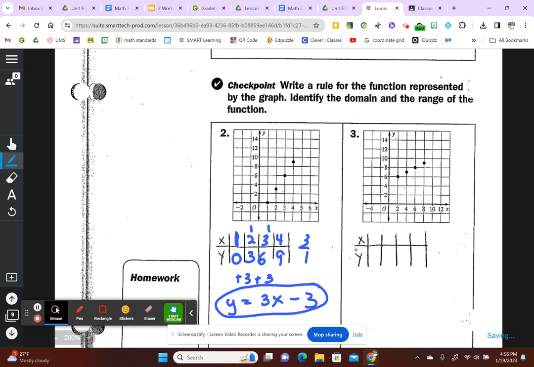And for the next one, I have 2, 6, 4, 7, 6, 8, and 8, 9. So this is going up by 1, while this is going up by 2. So my multiplier is the change in y over the change in x. So y equals 1/2 x. Well, half of 2 is 1, plus 5 is 6. Half of 4 is 2, plus 5 is 7. Half of 6 is 3, plus 5 is 8. So this is my rule.